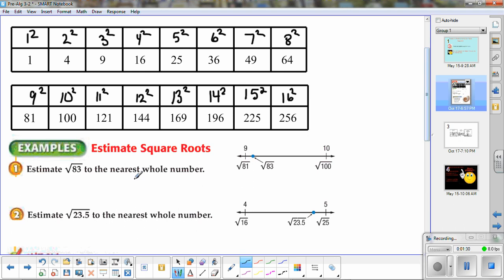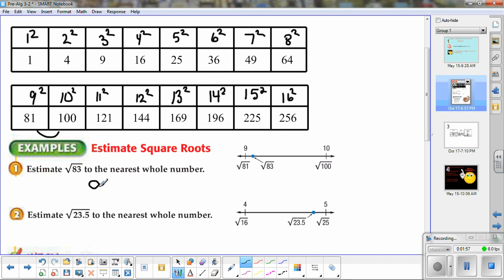Our first example asks us to estimate the square root of 83 to the nearest whole number. You want to find which two perfect squares 83 is going to fall between. Well, 83 is going to be right here in between 81 and 100, between those two perfect squares. And 83 is closer to 81 than it is to 100. So to the nearest whole number, it's going to be 9.